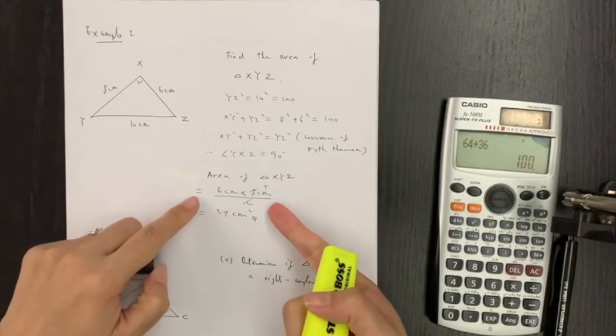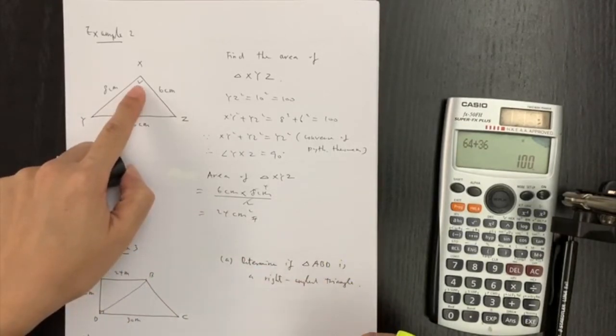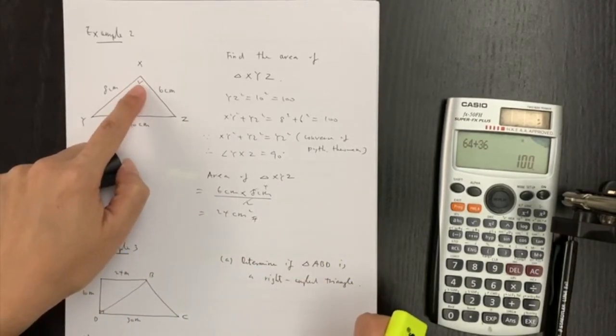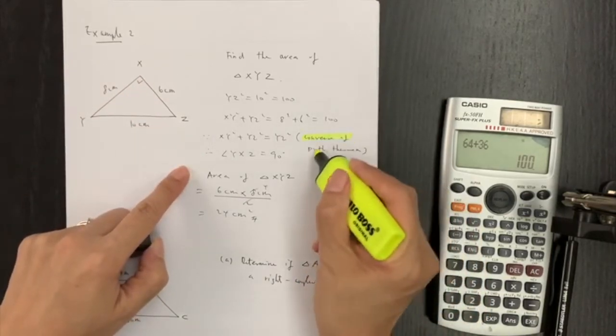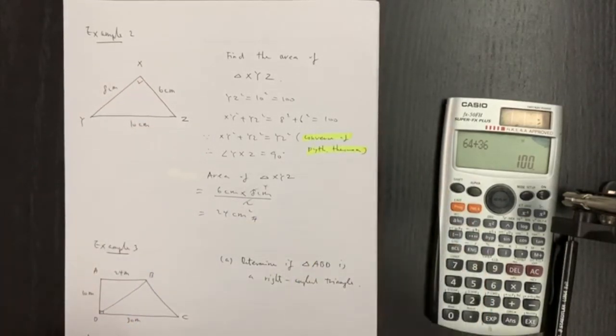If you want to use the formula here, make sure that this is a right angle. And how do you know this is a right angle? You need to use the converse of Pythagoras' theorem to prove it.